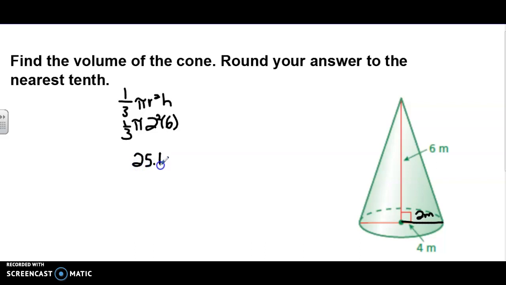Don't round your answer until you get to the very end. So you want to carry that answer over in the calculator until you get to the end. That's when you round. My mistake, it's not squared. So 25.1 meters, and since it's the volume, it's a 3-dimensional measurement, so it's cubed. So 25.1 meters cubed.